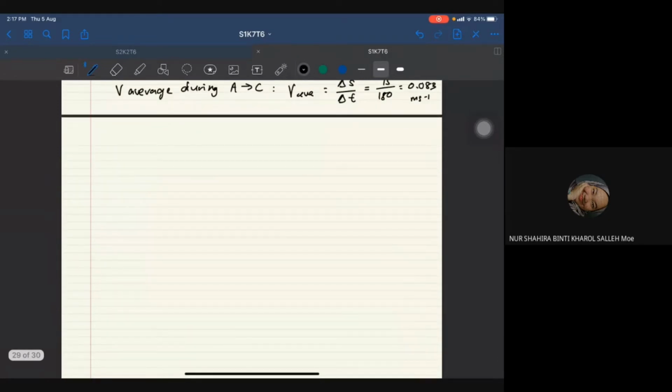So by definition, there are two. One is the wordings from just now, but I want to look at the formula. So V instantaneous is ds over dt. V average is basically delta s over delta t. Or to be exact, it would be S final minus S initial over T final minus T initial.